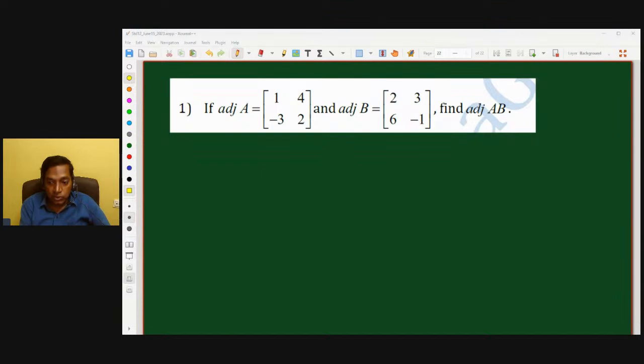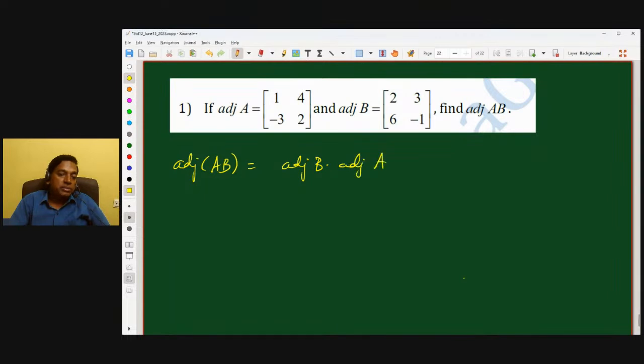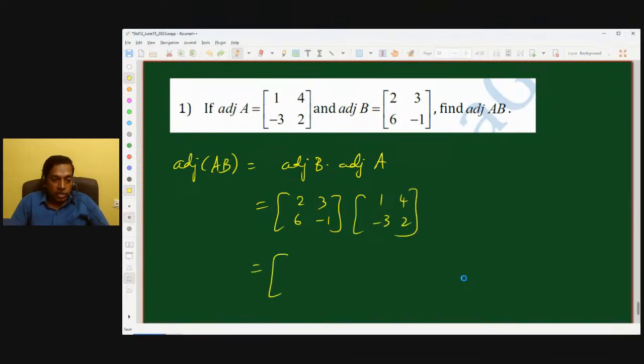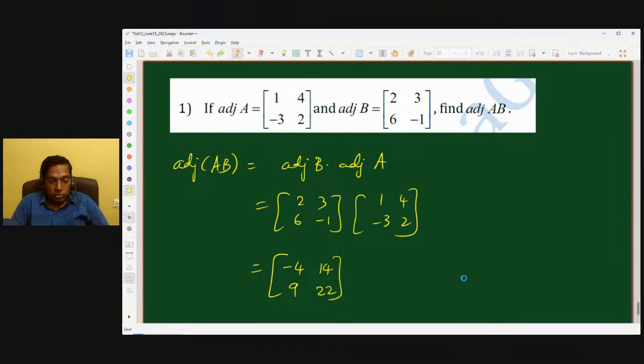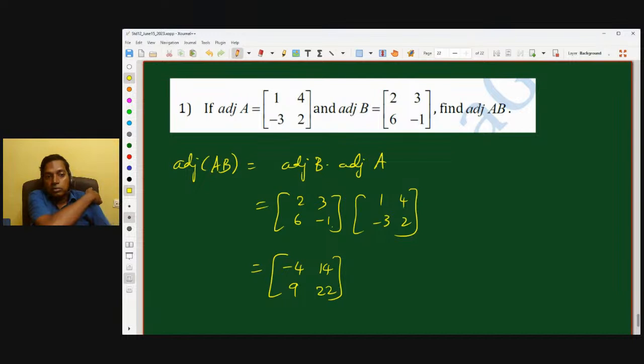Let me see answers for question 1. I think this is fairly straightforward. Adjoint AB is adjoint B times adjoint A. It's 2 minus 6 minus 4, 8 plus 6, 14. This is more like a multiplication exercise. 24 minus 2, 20. We haven't given you A and B. I've given you adjoint A and adjoint B, and I've asked adjoint AB. So it's simply adjoint B times adjoint A.